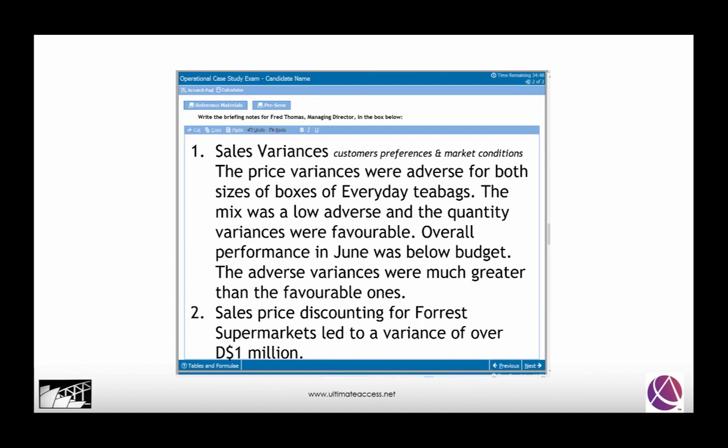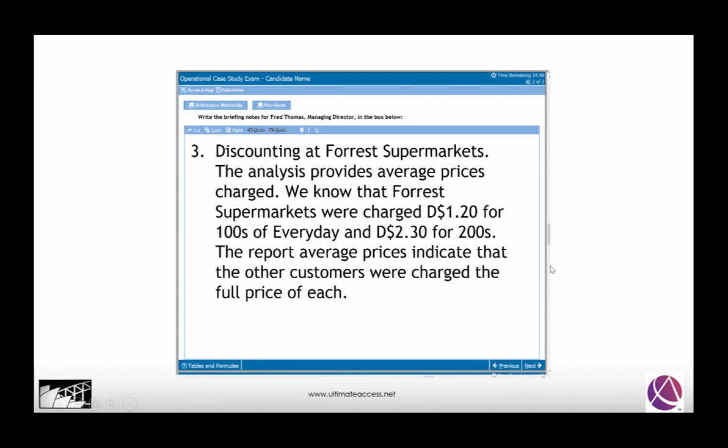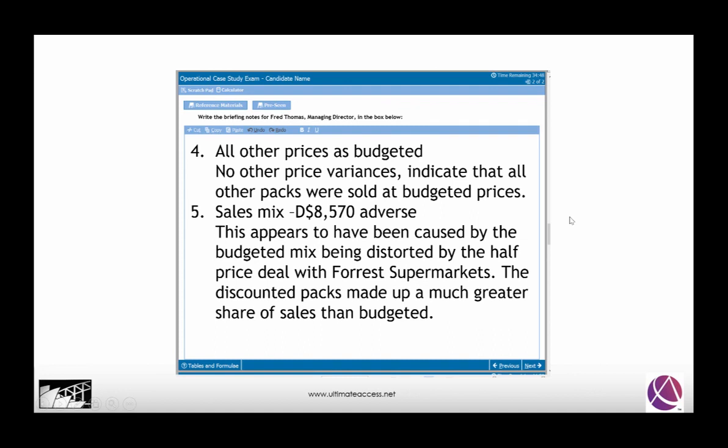The sales price discounting led to a variance of over $1 million. Then discounting at Forest supermarkets. Well, the analysis provides average prices. It doesn't tell us the specifics of each of the customers. So the reported average prices indicate that the other customers were probably charged full price. All other prices are as budgeted. No other price variances indicated at all. Other packs were sold at budgeted prices.